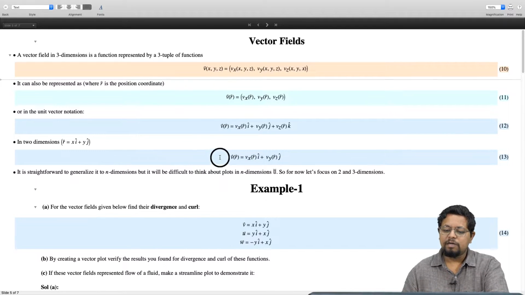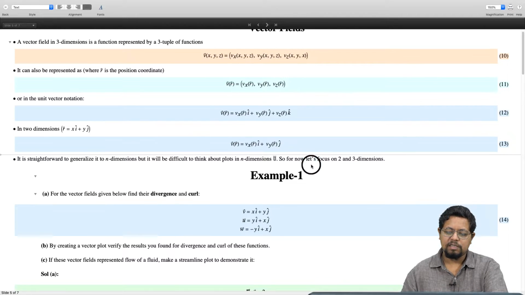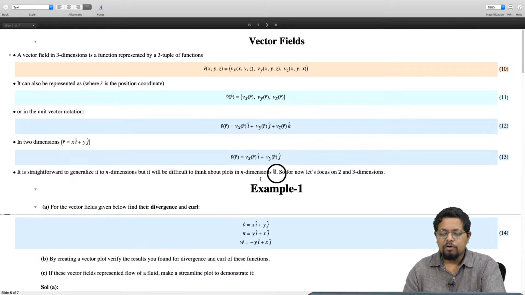In 2 dimensions, this simply reduces down to Vx i hat plus Vy j hat, and you can also go ahead and generalize the vector fields in n dimensions, but plotting something in n dimensions will be extremely difficult, so we will just explore 2 dimensions and 3 dimensions in this lecture. Okay, let's go ahead with the first example.